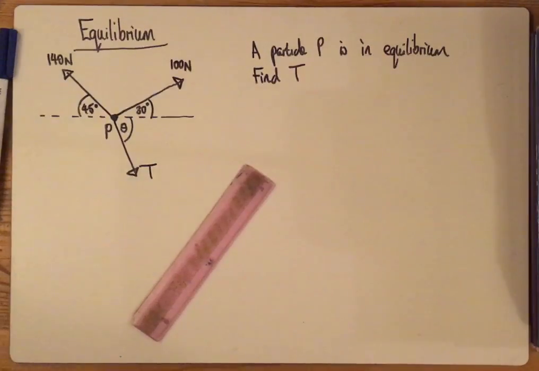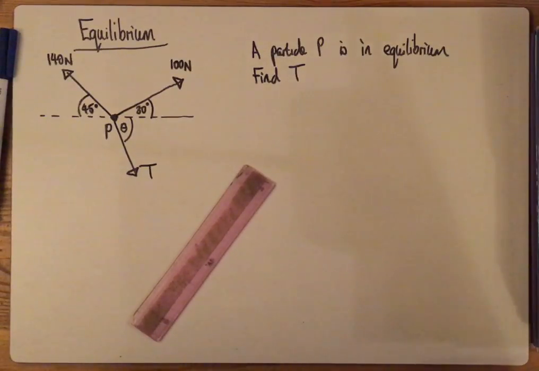Okay, a particle P is in equilibrium. So P is either stationary, or if the forces are in equilibrium, P could be moving at a constant speed. So two scenarios there. If you've got a resultant force, then the particle will be accelerating. We'll be looking at using F equals ma in the next example.